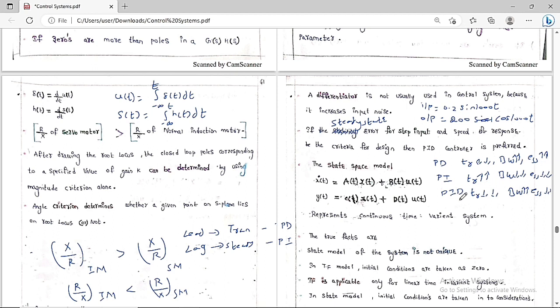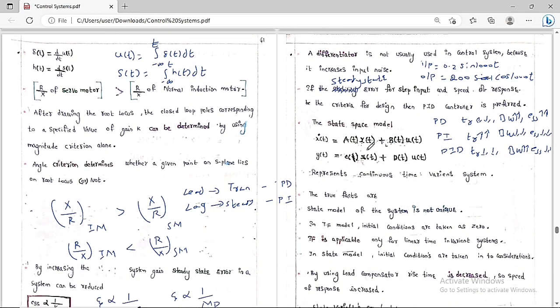Whereas in the case of PID, it improves both the transient response as well as the steady state response. So the transient response, the rise time will decrease, and the steady state error is also going to decrease. As the rise time decreases, the bandwidth will increase, because the rise time and the bandwidth product is always a constant. So this point you always have to keep in your mind.